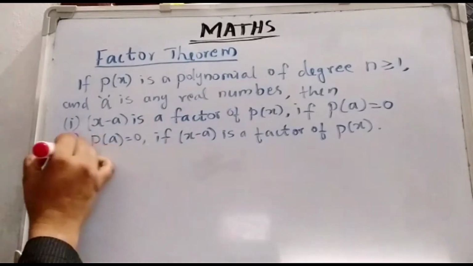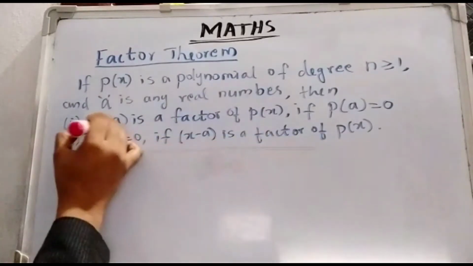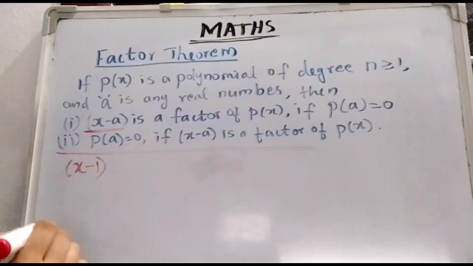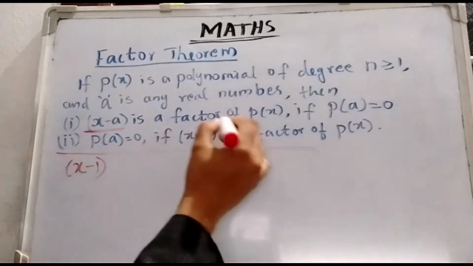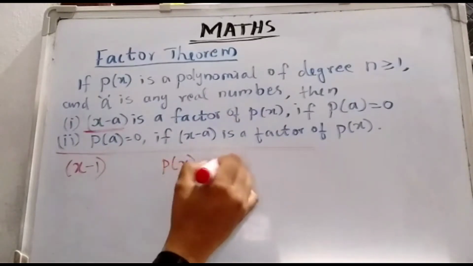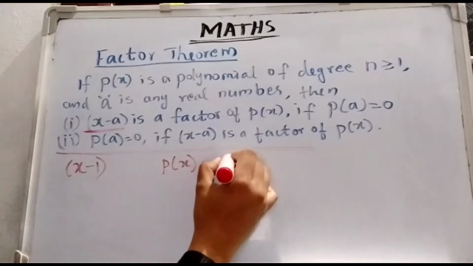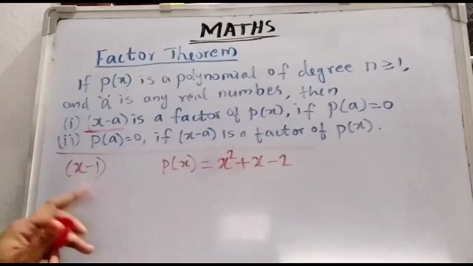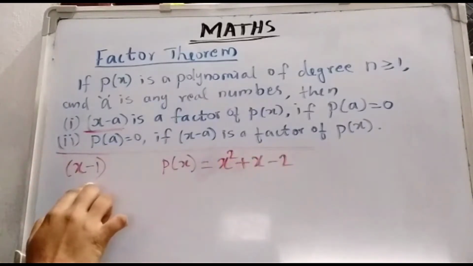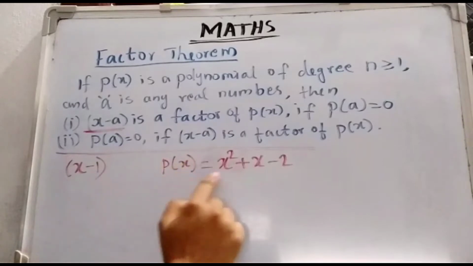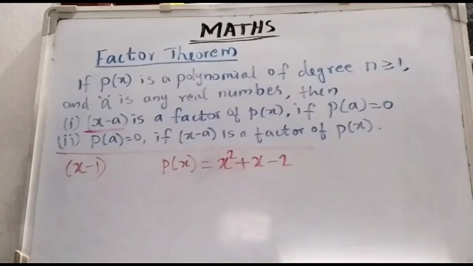For example, instead of x minus a, we are taking x minus 1. Suppose x minus 1 is a factor of p of x, and our polynomial p of x is x square plus x minus 2. This is also a polynomial. x minus 1 is also a polynomial, a linear polynomial. Clear? Then p of x is x square plus x minus 2.